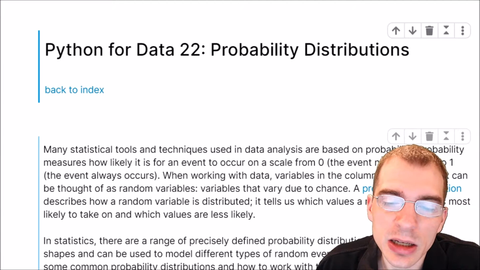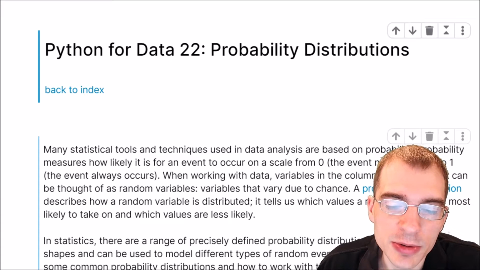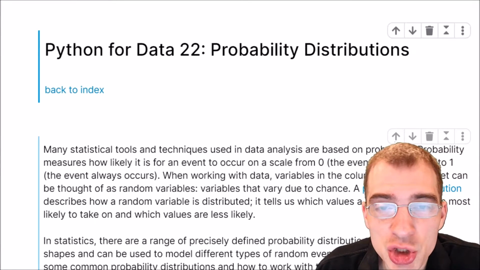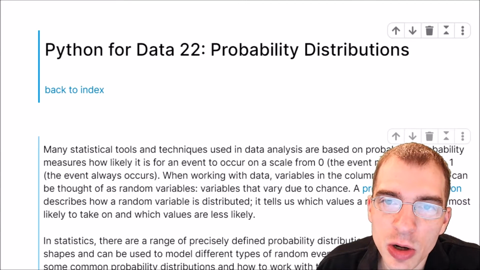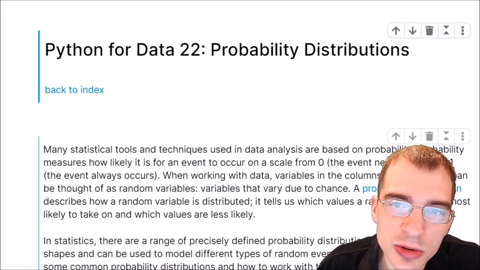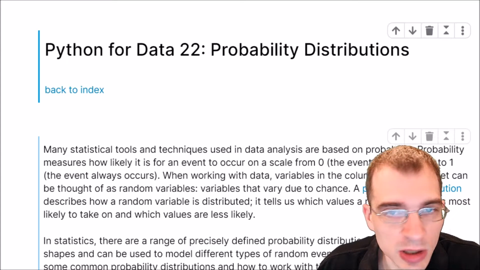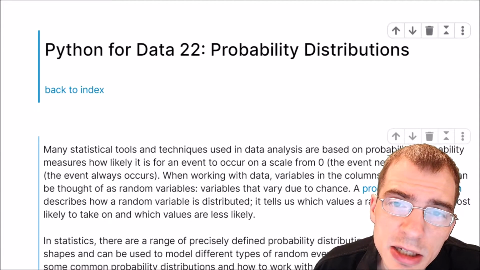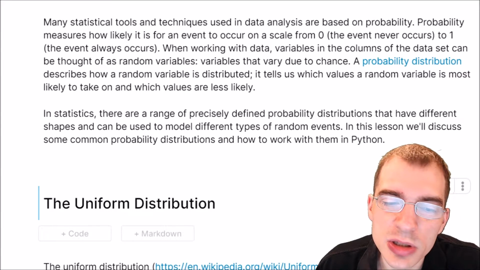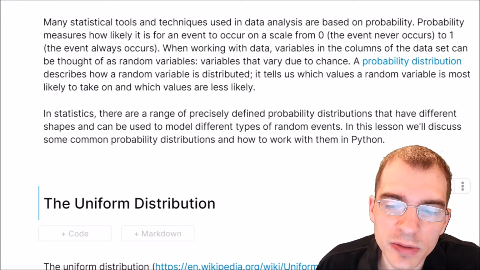When working with data, variables in the columns can be thought of as random variables, which are variables that vary due to chance. A probability distribution describes how a random variable is distributed, meaning it tells us which values a random variable is most likely to take on and which values are less likely. In statistics, there are a range of precisely defined probability distributions that have different shapes and that can be used to model different types of random events.